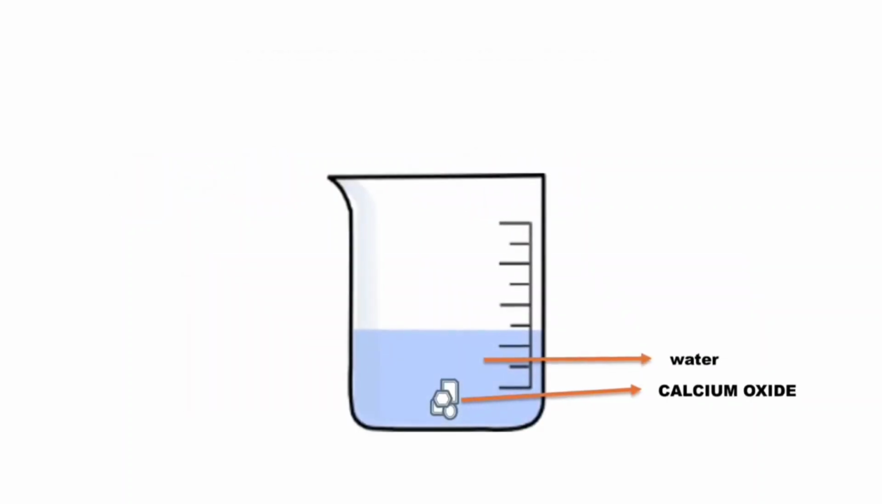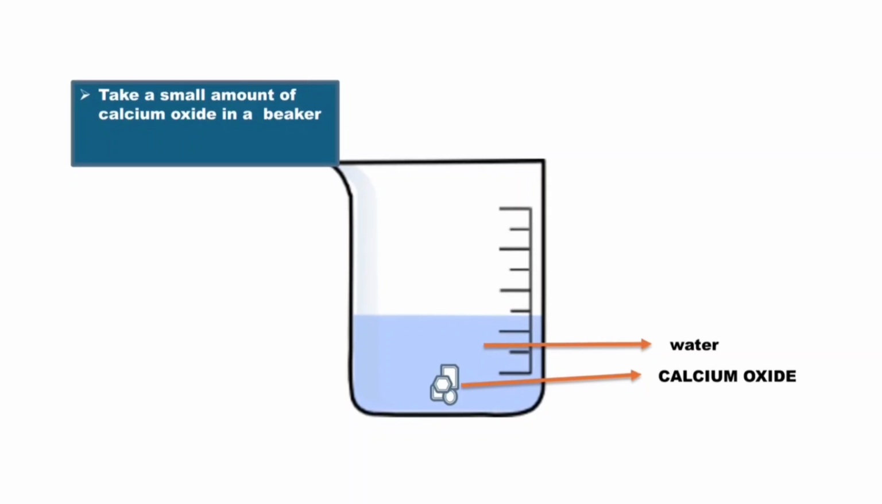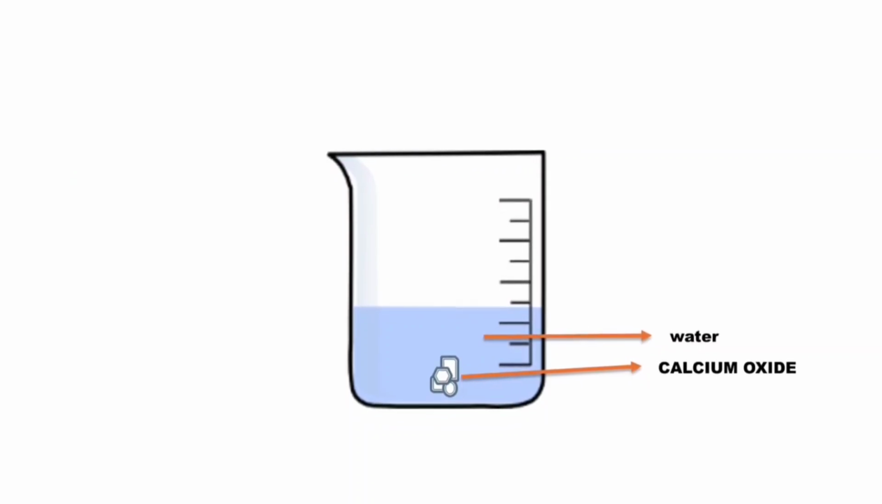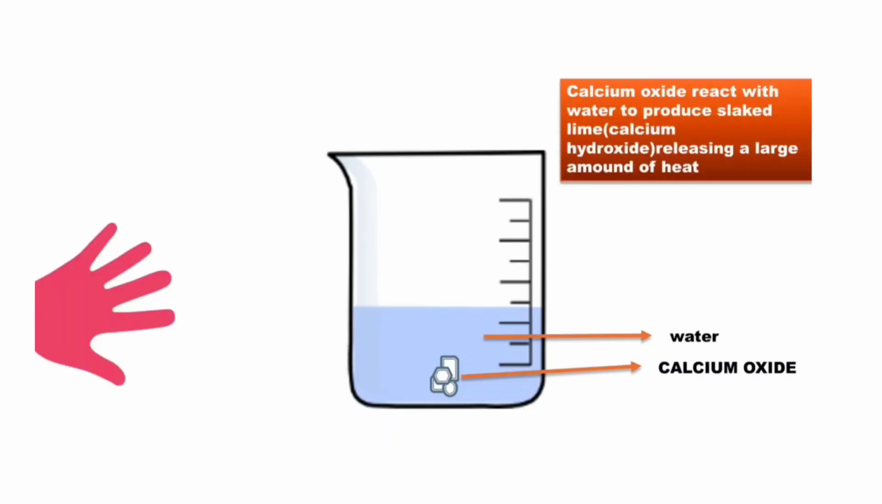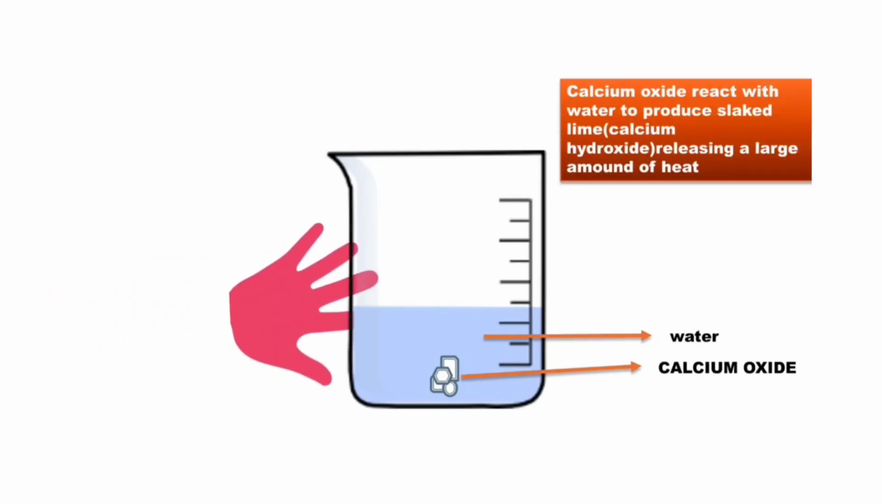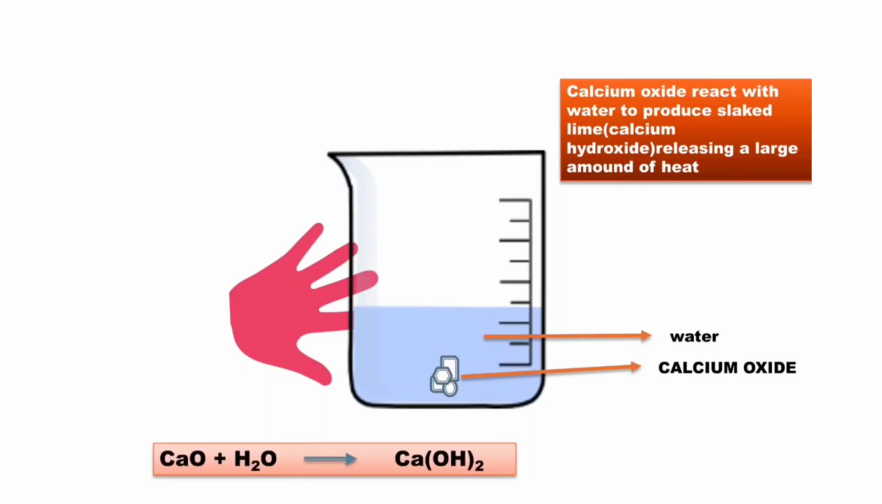Reaction of calcium oxide. Take a small amount of calcium oxide in a beaker, add water slowly into it, then touch that beaker. What will happen? The beaker became too hot. Why? Calcium oxide reacts with water to produce slaked lime, that is calcium hydroxide, releasing a large amount of heat. So the chemical equation is CaO plus H2O gives Ca(OH)2. Calcium hydroxide is the main product.